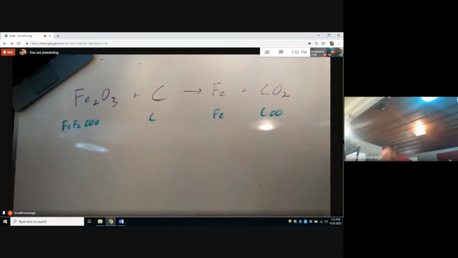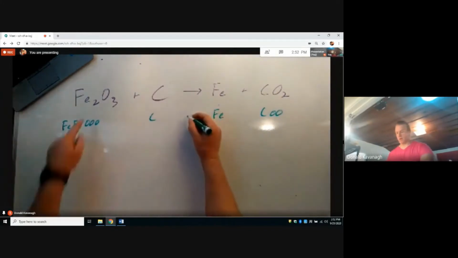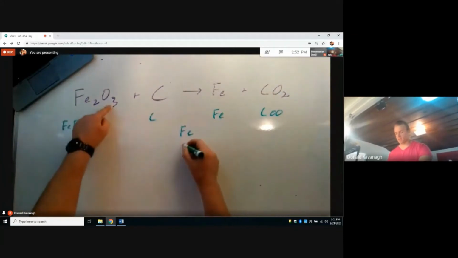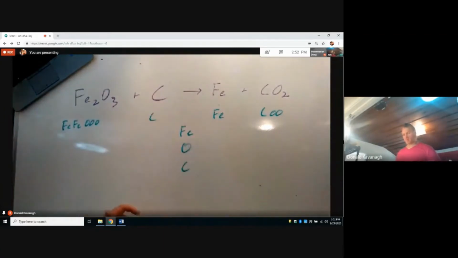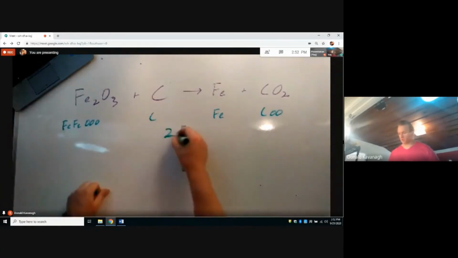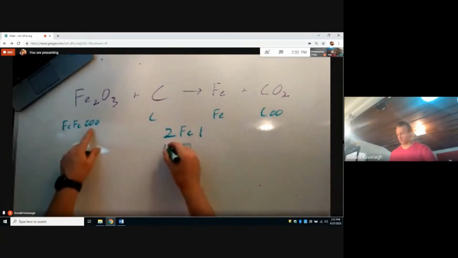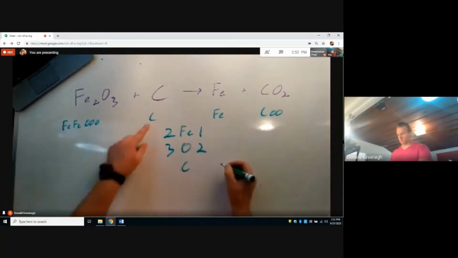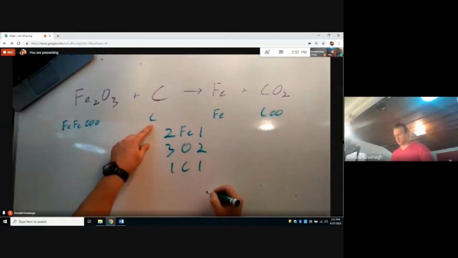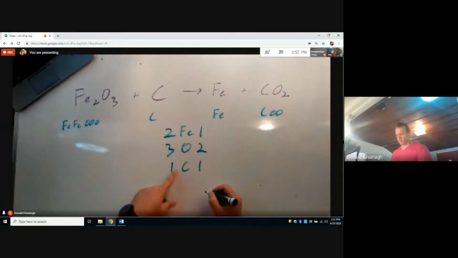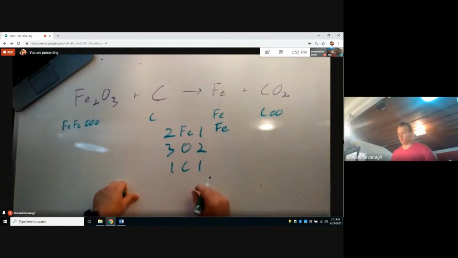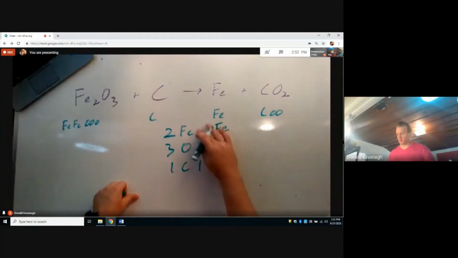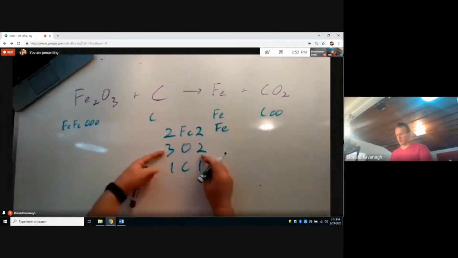We need our ledger. Iron, oxygen, carbon. 2, 1, 3, 2, 1, 1. Okay, carbon's already balanced. Don't mess with that. Oxygen, let's balance out the iron first. My only trick I have is to add a Xerox or identical copy. My irons are balanced. Let's balance out our oxygens.